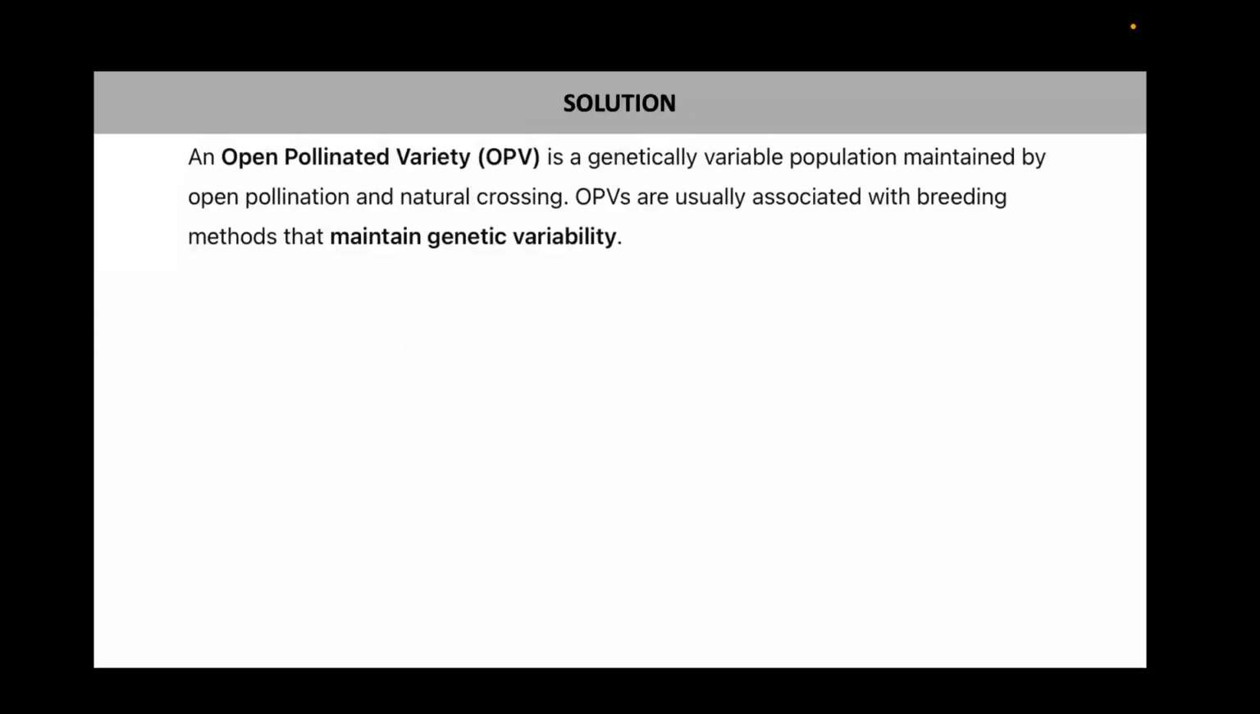Okay, so let's discuss this. An open pollinated variety is a genetically variable population that is maintained by open population and natural crossing. Basically, OPVs are usually associated with the main breeding method, which is to maintain the genetic variability. This is the normal type of procedure where the plants are left to be pollinated by whatever pollen is available, and natural crossing happens.